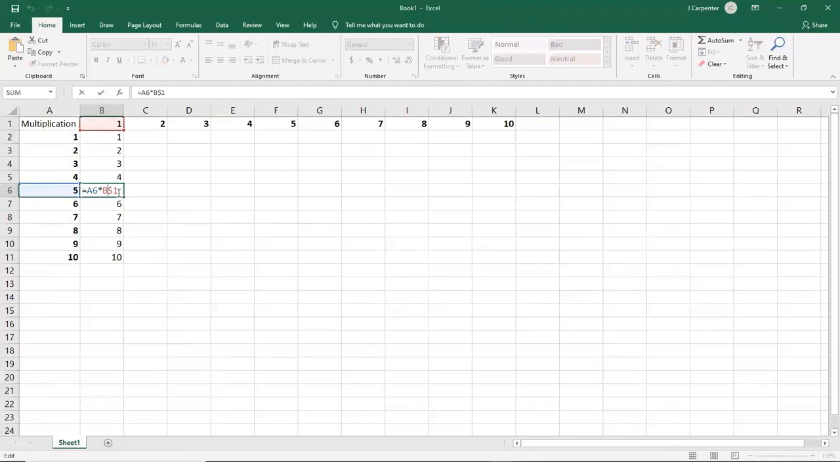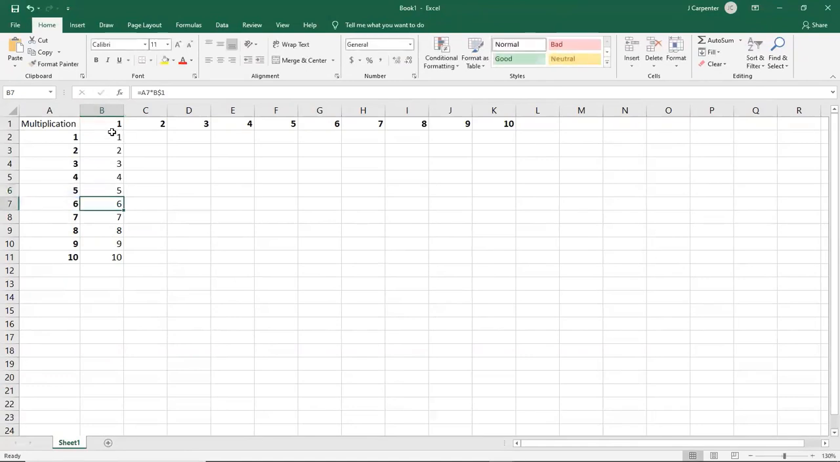Because by putting a cash in front of the 1, it makes it so this cell will not move down. It still has the ability to move left or right though, because I don't have a cash in front of the letter. So again, the cash symbol makes it so it doesn't move from that row or letter, whichever it's in front of. If you put it in front of both, it doesn't move either way.